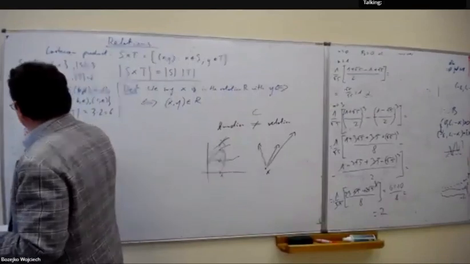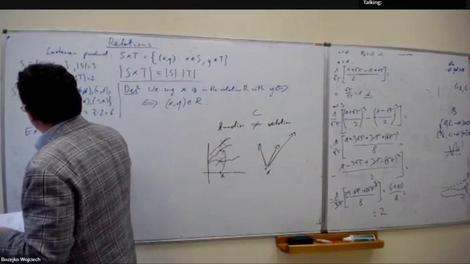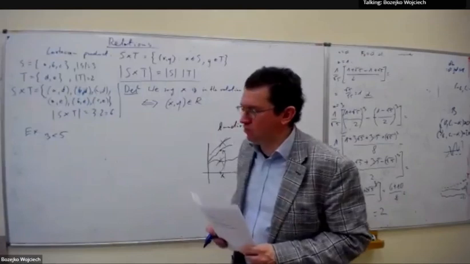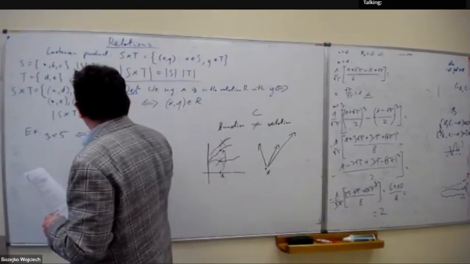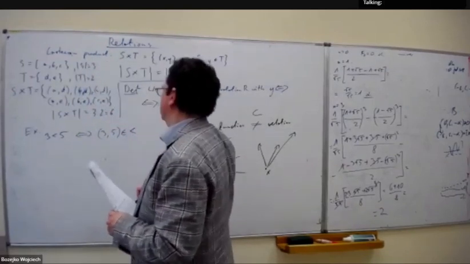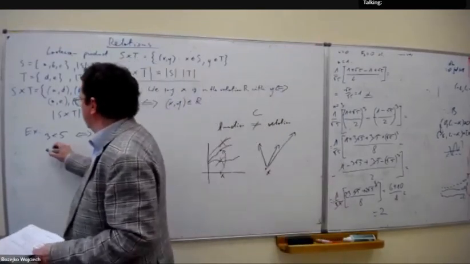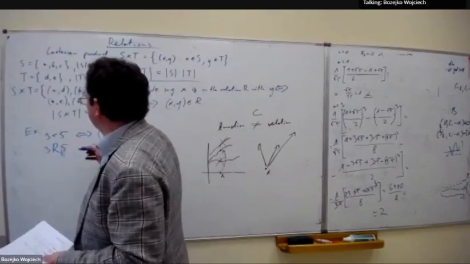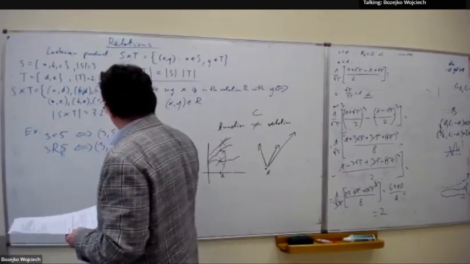Very easy example. We usually use the relation of being smaller. So we write that X is smaller than 5. That means that the pair 3, 5 belongs to the set, which we can write in such a way. This is the symbol of the set. 3 is in relation R with 5. That means 3, 5 belongs to relation R.